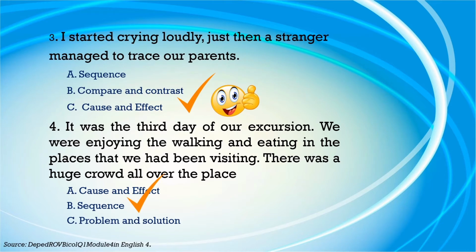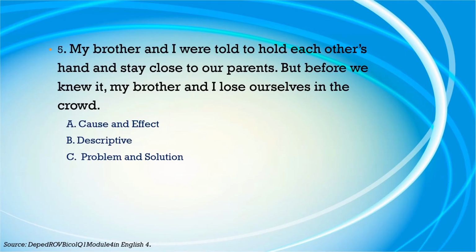The correct answer is sequence. My brother and I were told to hold each other's hand and stay close to our parents. But before we knew it, my brother and I lost ourselves in the crowd. Letter A, cause and effect. B, descriptive. C, problem and solution. The correct answer is C, problem and solution.